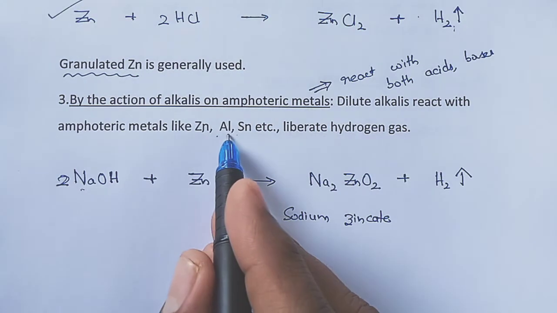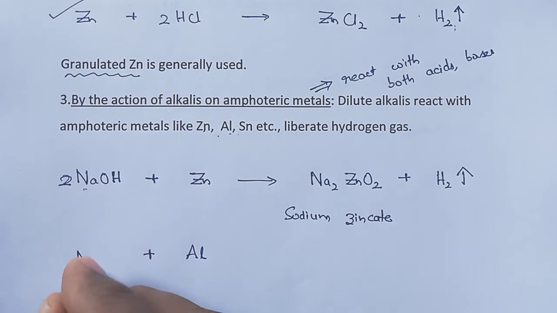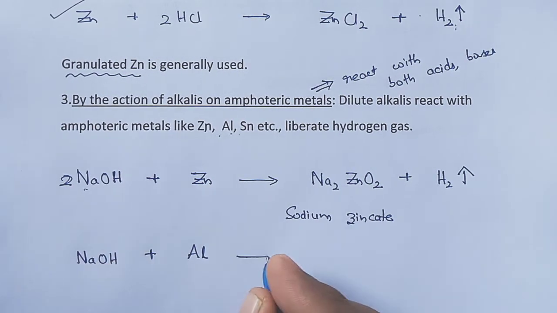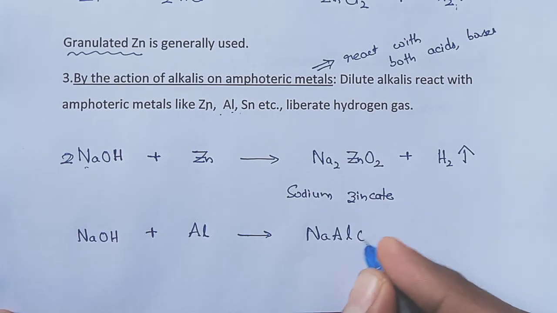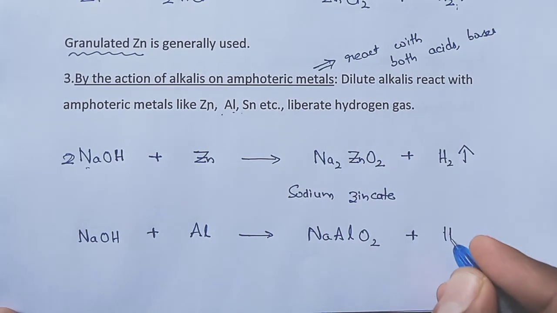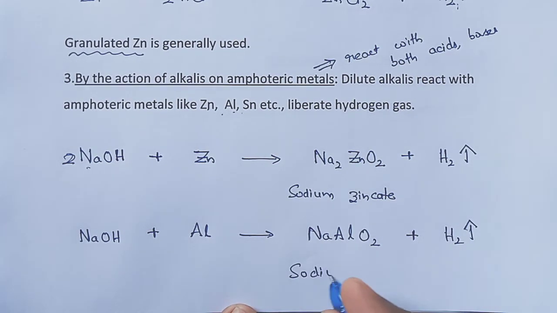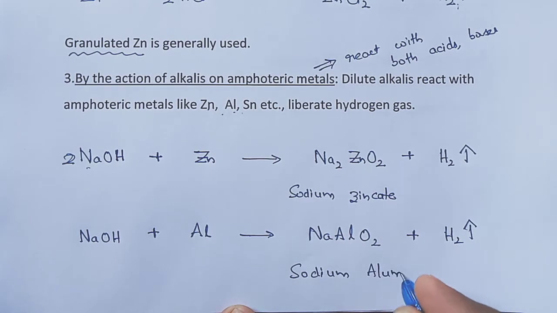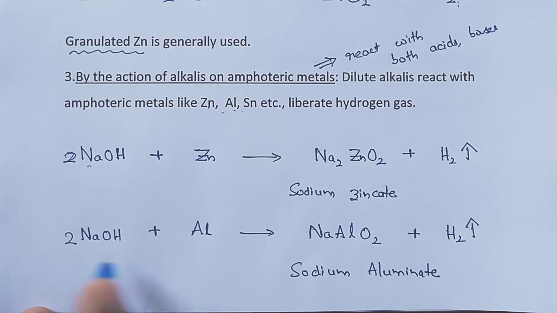Again, here we have another amphoteric metal. It is aluminium. When aluminium is made to react with sodium hydroxide, it will form NaAlO2 and hydrogen. This NaAlO2 is sodium aluminate. Therefore, sodium aluminate along with hydrogen gas is produced. For balancing, because there are 2 oxygens, put 2 here. 2 sodiums balanced.